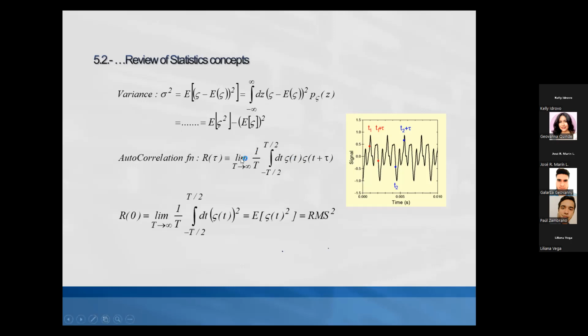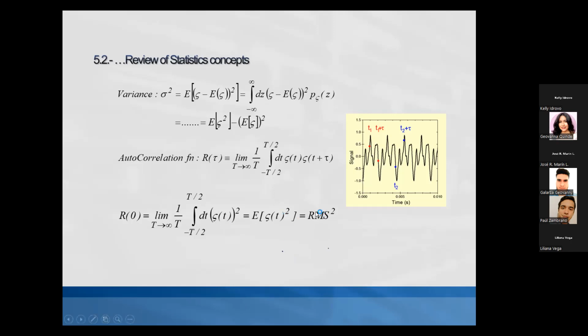And of course, if tau is 0, that means that you're multiplying this by itself. That's what we have here. And we know that this is a mean square. Something that we said last session is that the RMS, what we call the root mean square, is the square root of the mean square. So if you take the RMS raised to the second power, that will give you the mean square. You have to be careful because it looks like a game of words, right?